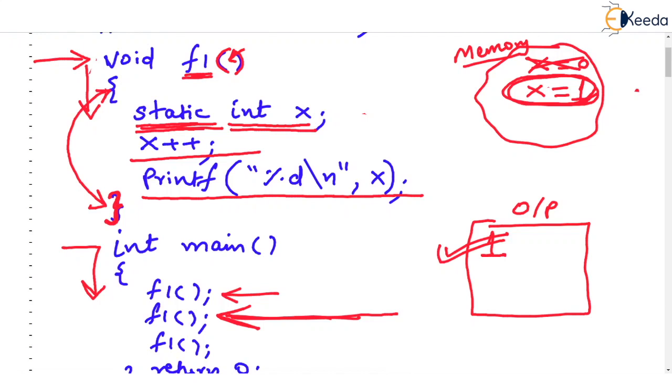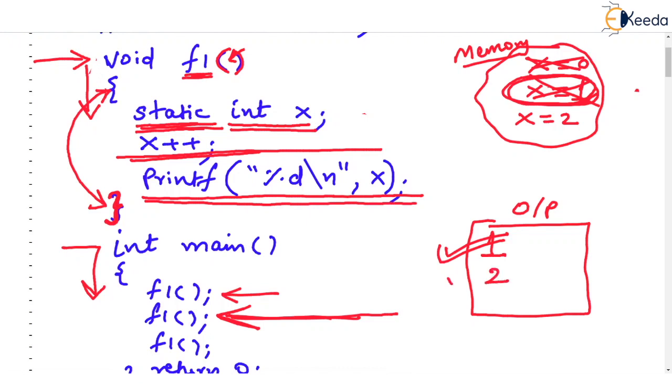Now let's come to the second line. The second line of the function is x plus plus, correct? Obviously, the previous value of x will now change to 2. It was 1 last time. And the last line of the function is printf %d backslash n x. So on the output, 2 will be printed. Previously, 1 was already printed.